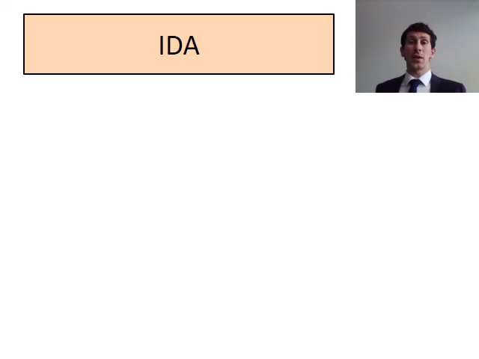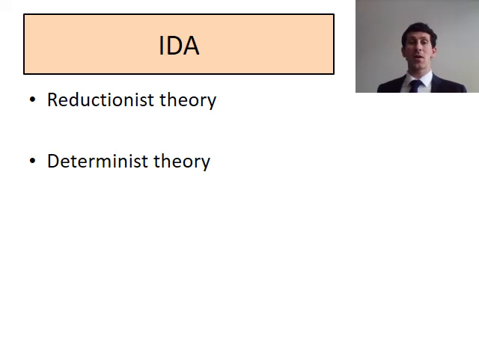So we can look at an IDA point now. And again, you can use that reductionist paragraph that we've learned. It's a reductionist paragraph because it ignores psychological explanations. It ignores psychosocial explanations. It ignores social learning theory. It's also a determinist theory. Biology, it says, is the determinant of your gender. Your genes, your hormones determine your gender. It ignores the idea of free will.